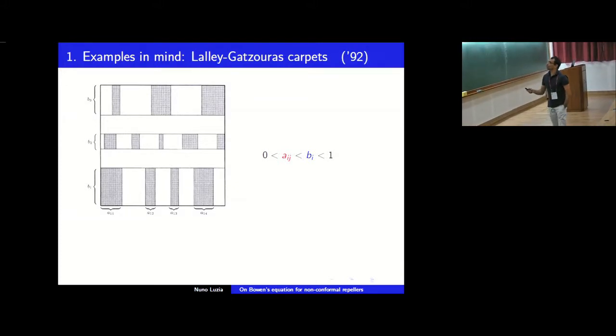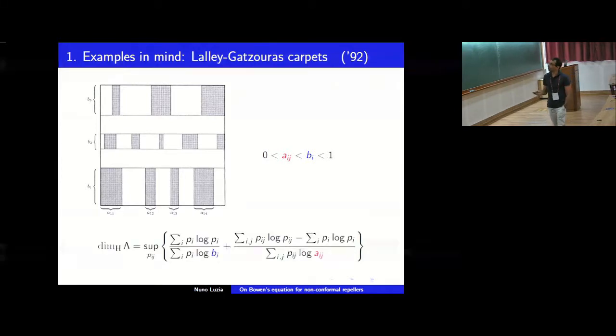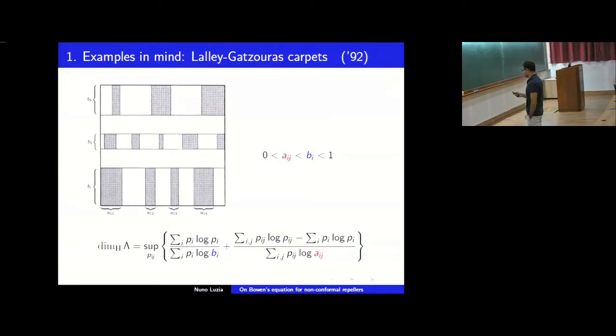So another property that we will use is this domination condition here, which says that the widths are less than the heights. And this corresponds exactly to what I've said, non-conformal. So there will be here two rates of contraction, and this says that the contraction is bigger on the horizontal than the vertical. So this is a domination condition. So what did Lalley-Gatzouras carpets do?